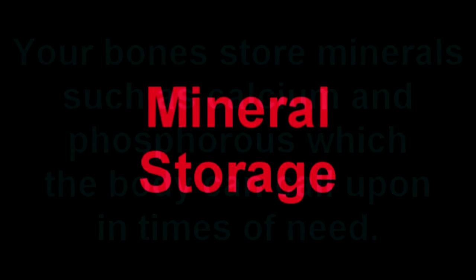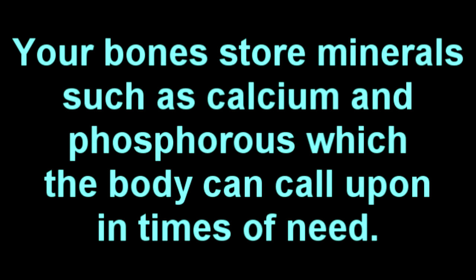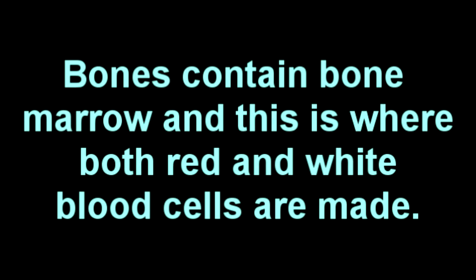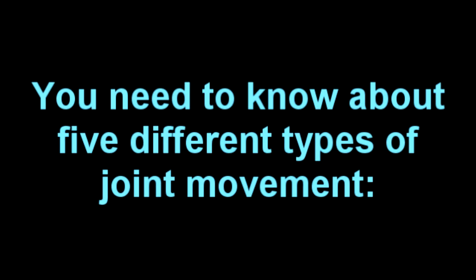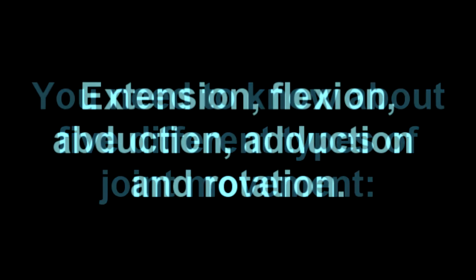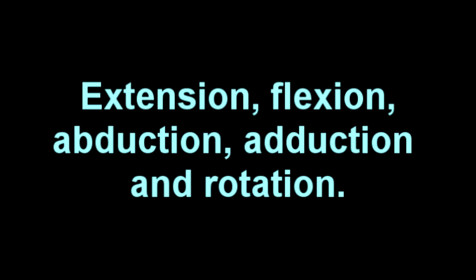Mineral storage. Your bones store minerals such as calcium and phosphorus, which the body can call upon in times of need. Blood cell production. Bones contain bone marrow, and this is where both red and white blood cells are made. You need to know about 5 different types of joint movement: extension, flexion, abduction, adduction, and rotation.